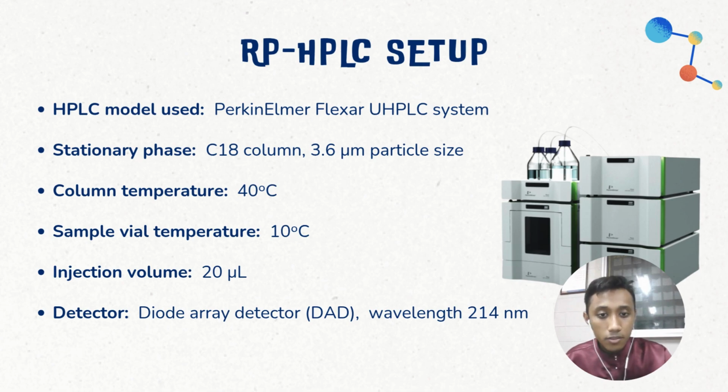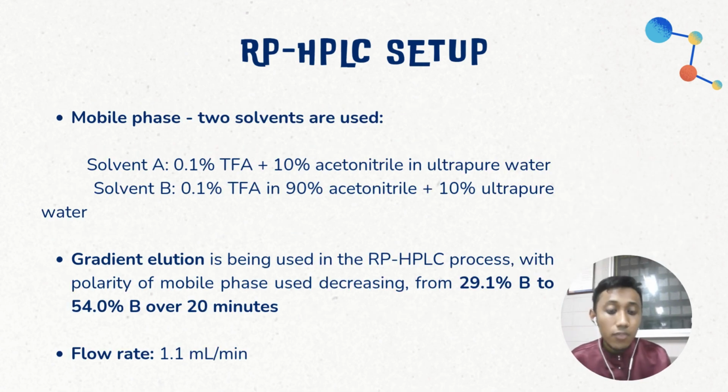The injection volume used is 20 microliters, and it uses a diode array detector, DAD, at a wavelength of 240 nanometers. As for the mobile phase, we use 2 types of solvents. The first is solvent A, which is 0.1% TFA and 10% acetonitrile in ultra pure water, and the second is solvent B, which is 0.1% TFA in 90% acetonitrile and 10% ultra pure water.